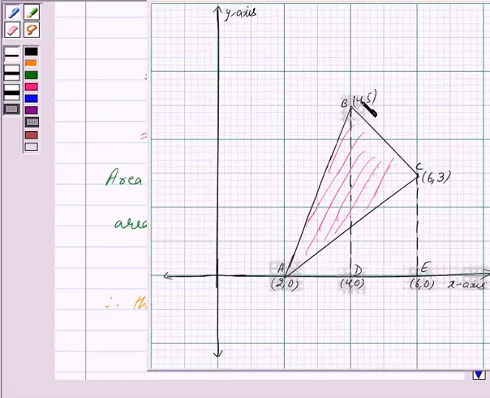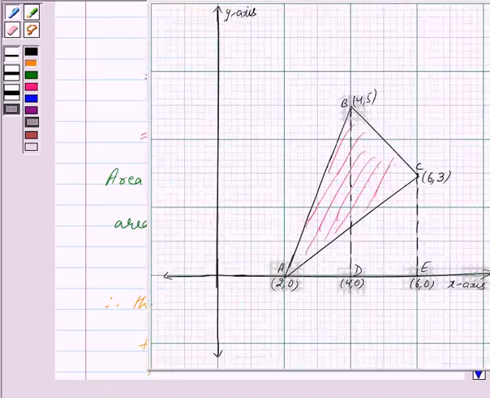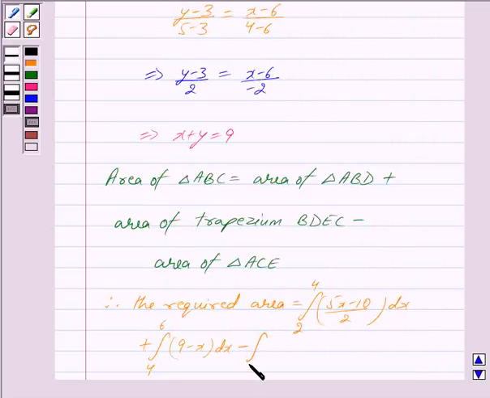Now here limit is from 4 to 6 and equation of line BC is given by x plus y is equal to 9. So we have y is equal to 9 minus x. Therefore we get plus integral from 4 to 6 of (9 minus x) dx minus area of triangle ACE. Now here limit is from 2 to 6 and equation of line AC is given by 3x minus 4y is equal to 6. Therefore we have y is equal to (3x minus 6) upon 4. Therefore we get minus integral from 2 to 6 of (3x minus 6) upon 4 dx.